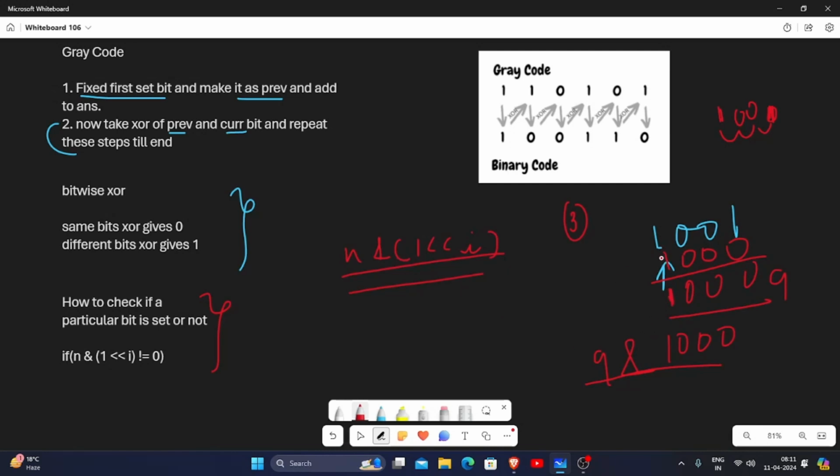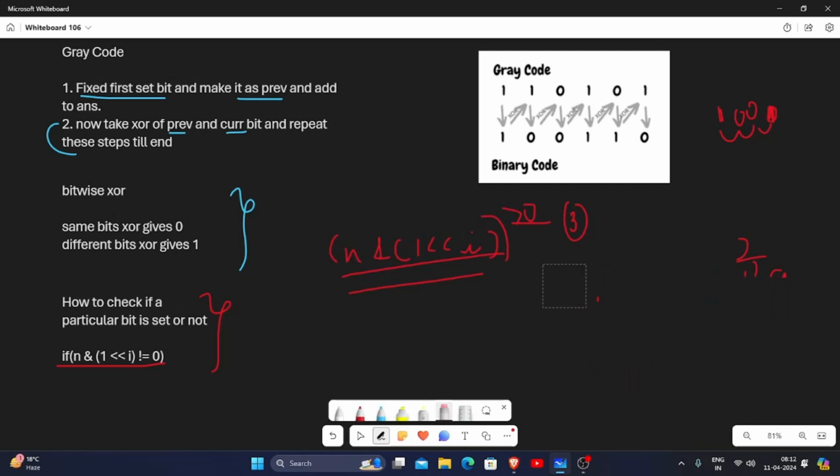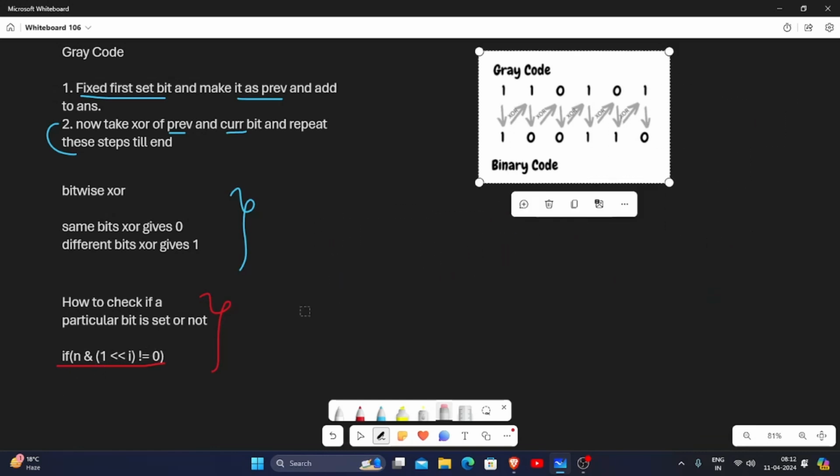That means, because we got 1 at this position, this result would be 1000, which is greater than 0. This is not equal to 0 because we get 1000, that is actually 8, which is not equal to 0. That means we have now figured out that the ith bit is set. Now you might be thinking why I told you this, because this is the thing that I'm going to use in my logic.